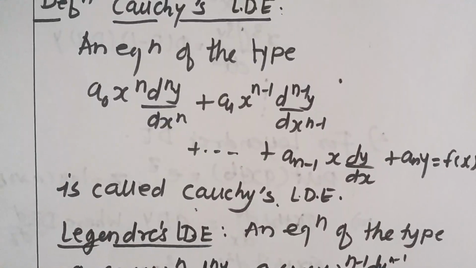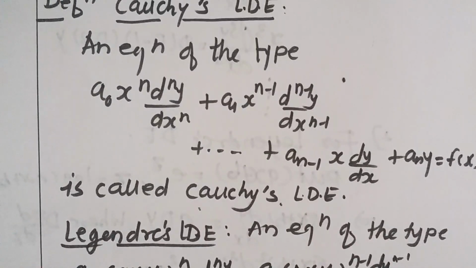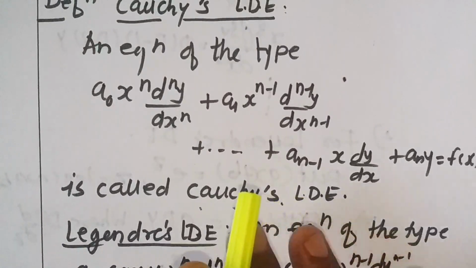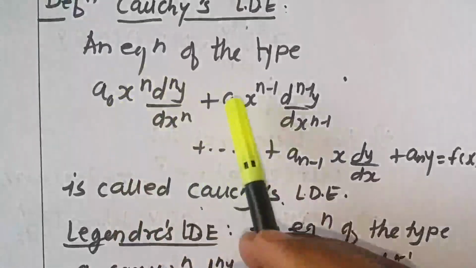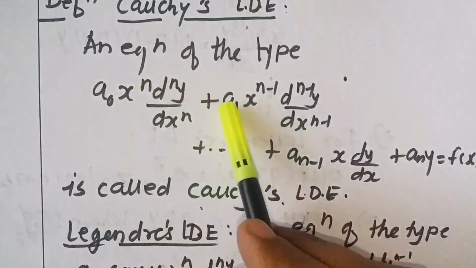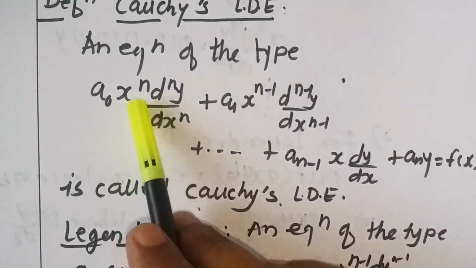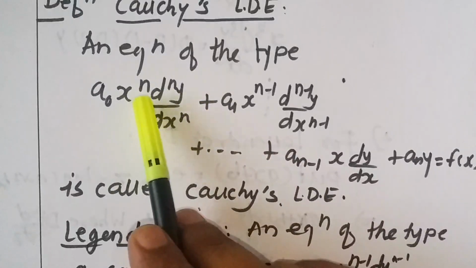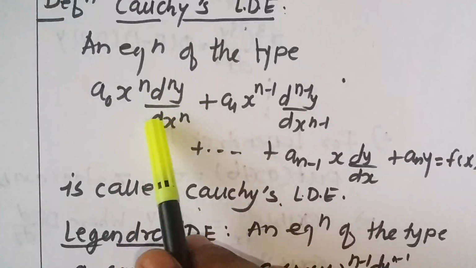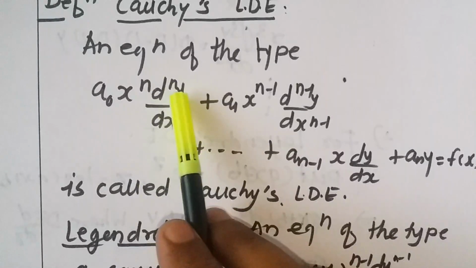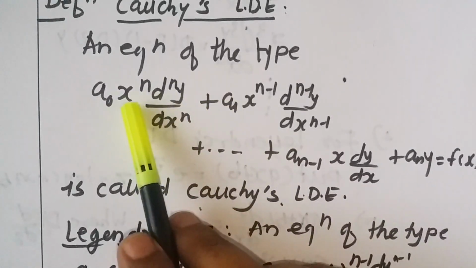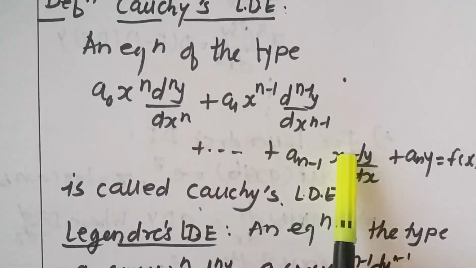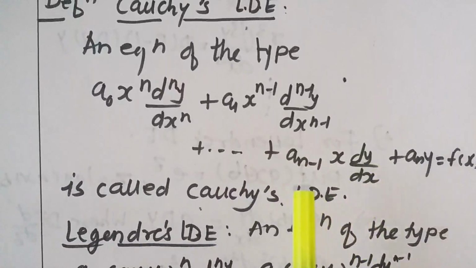Now if you look at the definition of a linear differential equation with constant coefficients, this definition is quite similar to that. Only the new terms present here are the powers of x. x is the variable, so in the coefficients of the derivatives we have powers of the variable x. If the derivative is of order n and the same power of x appears in all the terms of the differential equation, these types of differential equations are called Cauchy's differential equations.